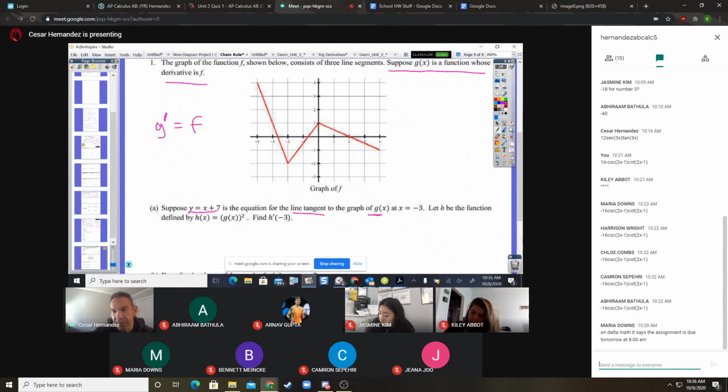So that would mean that G prime of -3 would equal what? 7? Not 7, because it's saying that x plus 7 is the line tangent. Remember what a derivative is. What is a derivative? Slope of the tangent line. So what would be the slope of the tangent? 1.